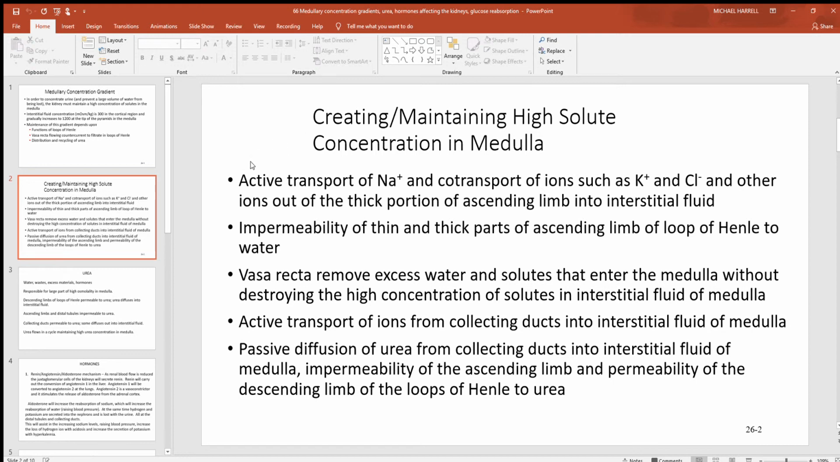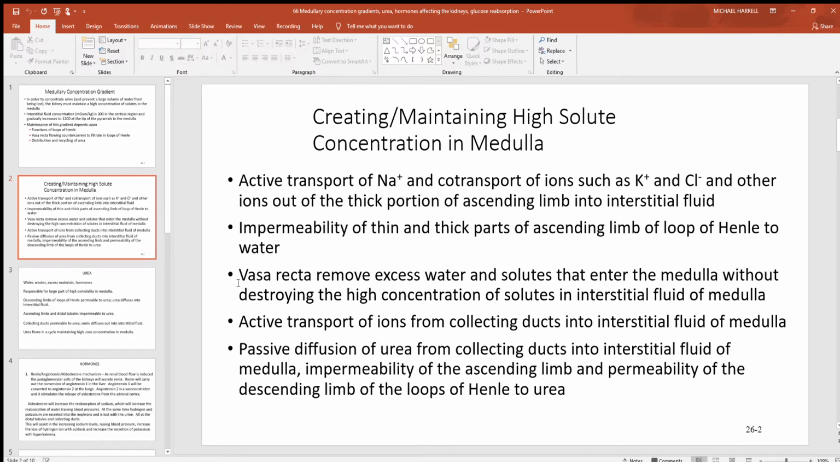So if you want to keep all these concentration gradients, it starts with the active transport of the sodium. You're going to have along with it co-transport of other materials like potassium and chloride. And those ions are coming out of that thick portion of the ascending limb. Remember, there's descending and ascending, there's thick and thin. You're going to pull that material into the interstitial fluid, keeping those solute numbers high. You're going to have impermeability of the ascending part of the loop. Otherwise, the water would come right back in. You want to get the stuff out, not in.